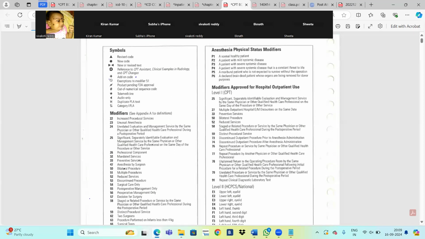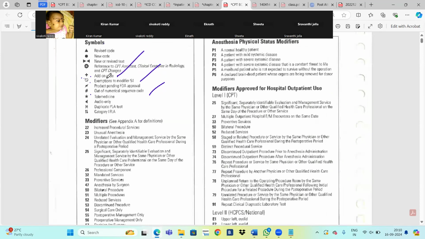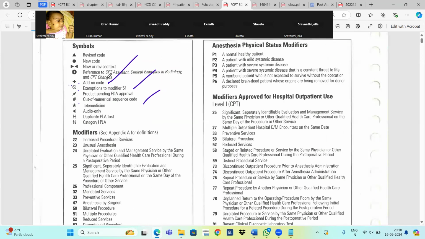Plus symbol exempts from modifier 51, out of numerical sequence. These revised codes, new codes, whether you remember or not, are of no use. At least you need to remember the meaning of these 3 symbols. Plus symbol means add-on code.